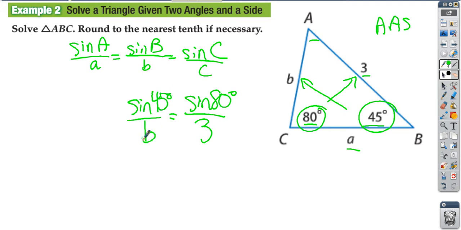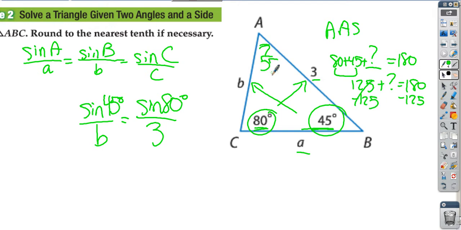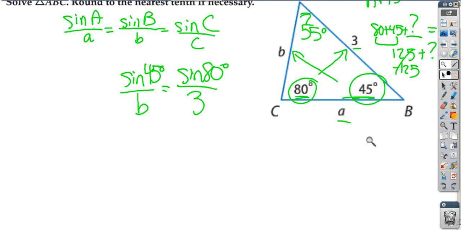And actually I spoke too soon, because they're giving us two angles here, so we could, if we wanted to, find the third one, because we know that a triangle has to add up to 180 degrees. So this angle, we don't know it, but we know that when we add that to 80 and 45, we must get 180. So this is 125, and if we subtract that from both sides, we would end up getting 55 degrees as our third angle. So we can always fill in a missing angle when we need to, if we've been given the other two.